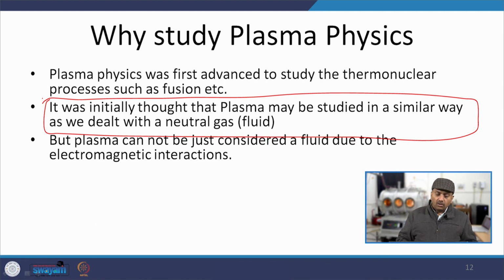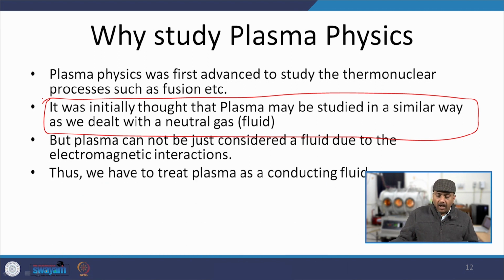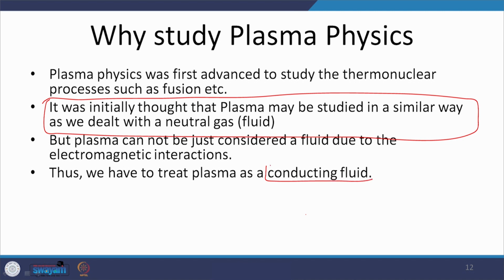So, plasma cannot just be considered a fluid due to the electromagnetic interaction. I have said it so many times already, but plasma's ability to be influenced by electromagnetic fields makes it unique. Thus, we have to treat plasma as a conducting fluid. This is the most appropriate and easiest definition of plasma. What is plasma? Plasma is just a conducting fluid.